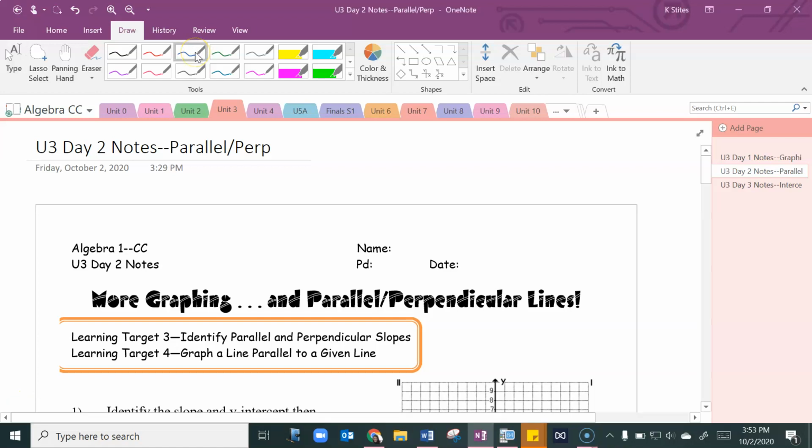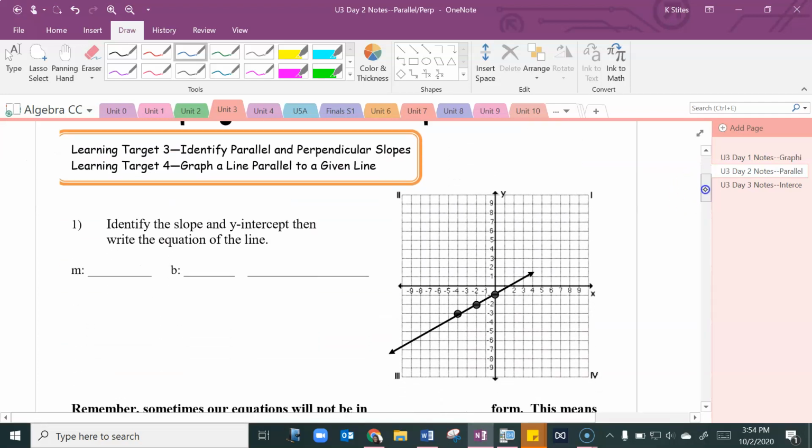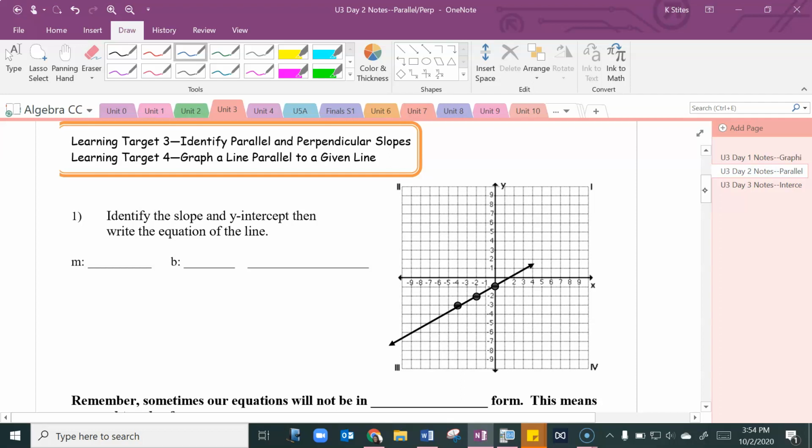Hello, Algebra 1. Today we are going to do a continuation of graphing, and we are also going to talk about parallel and perpendicular lines. First, a little recap from our last lesson.